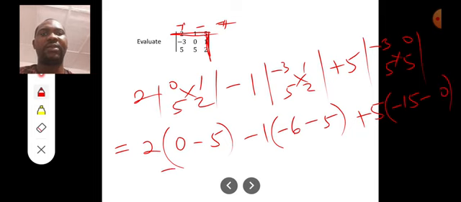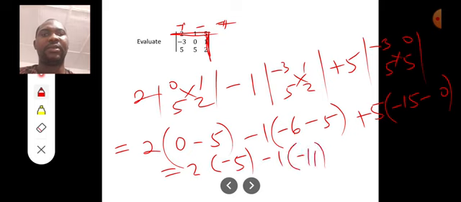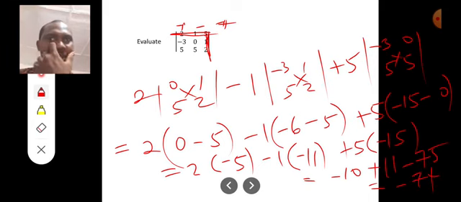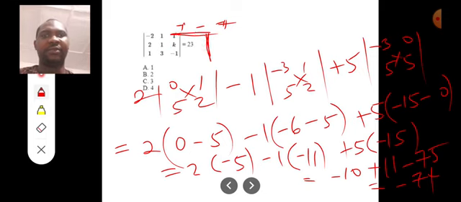So this will now be 2 into minus 5. Then minus 1 into minus 11. Then plus 5 into minus 15. So that will be minus 10 plus 11 minus 75. So that will be 1 minus 75. That will be minus 74 as the answer to that question. Okay, minus 74. So let's move on.